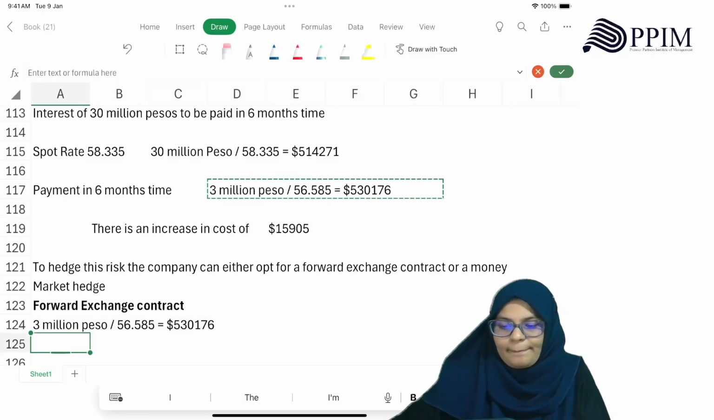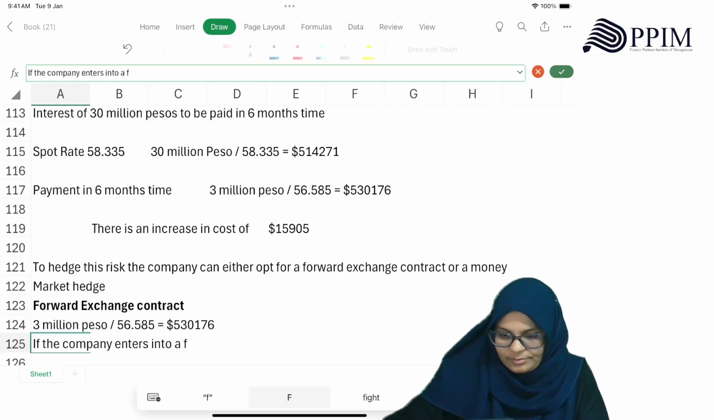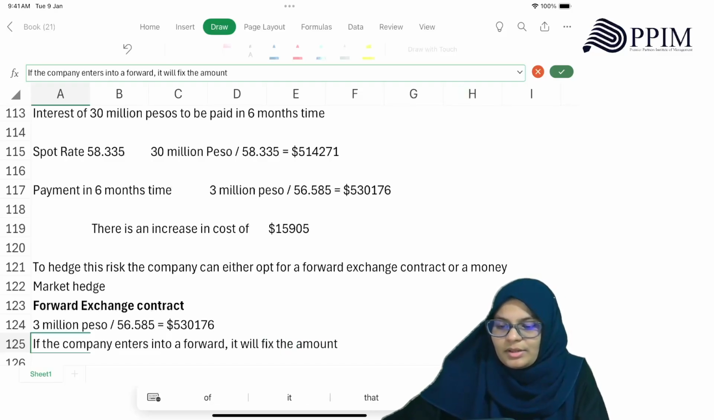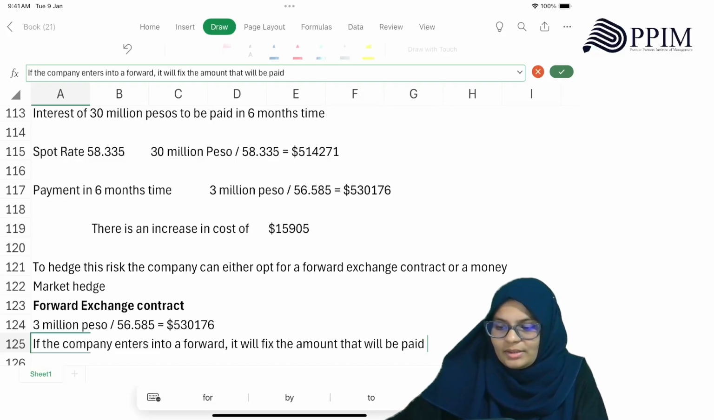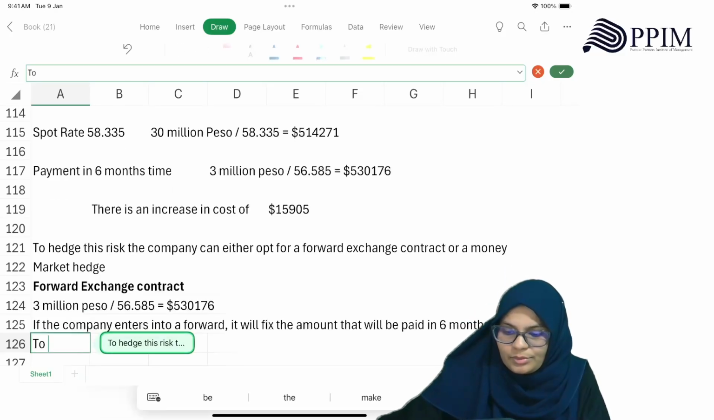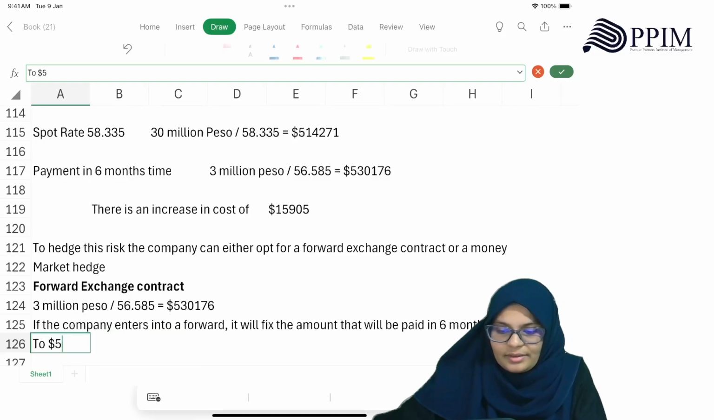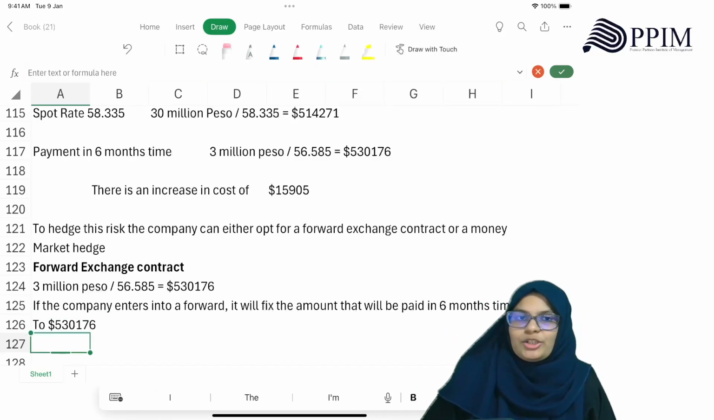If the company enters into a forward, it will fix the amount that will be paid in 6 months time to 530,176. So that's one option you can go for.